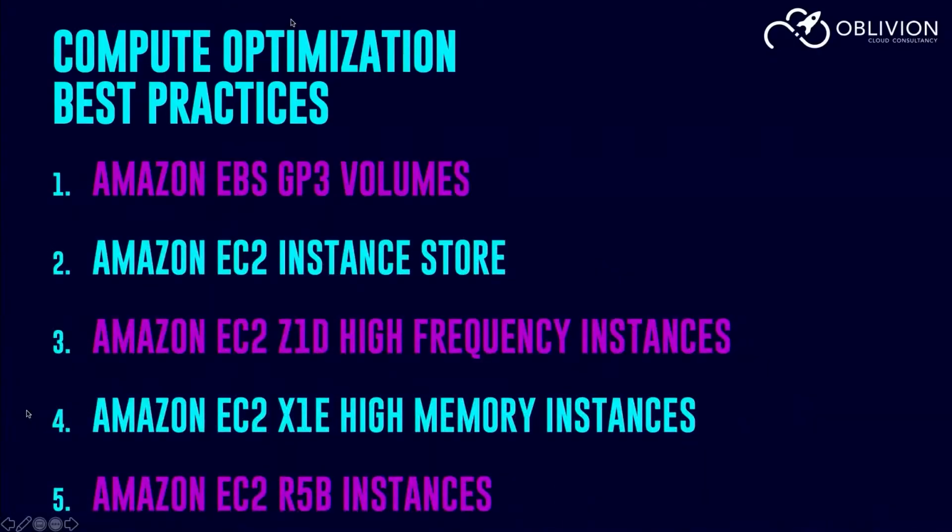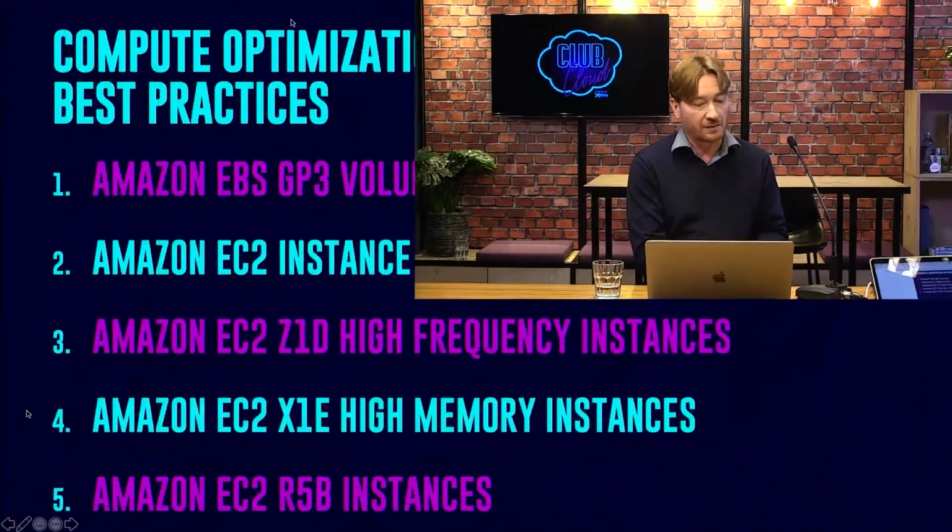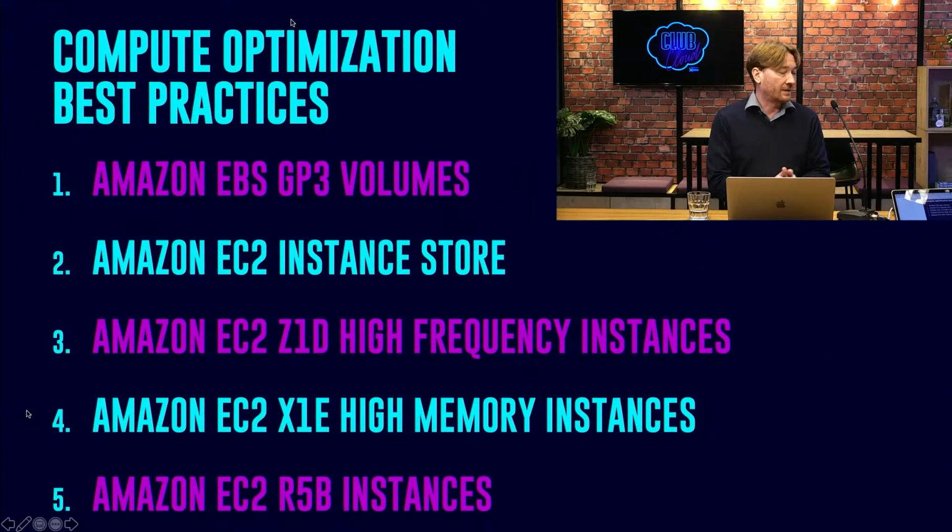But we also have specific instances which I want to mention now. For example, Z1D. It's the instance which has a sustained 4 gigahertz speed per vCPU. So if you want maximum performance per core, then you can use these Z1D instances. And when we talk about SQL Server again, if you have maximum performance per core, then you can use fewer cores, meaning that you pay less for the licenses. So consider using Z1D.